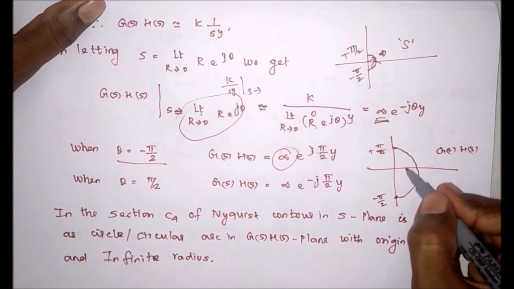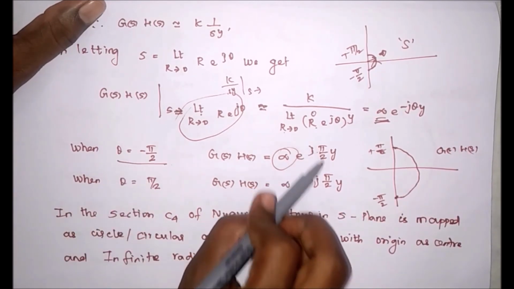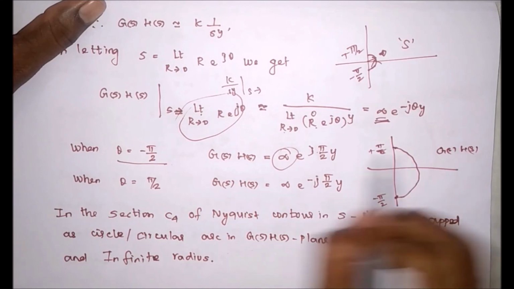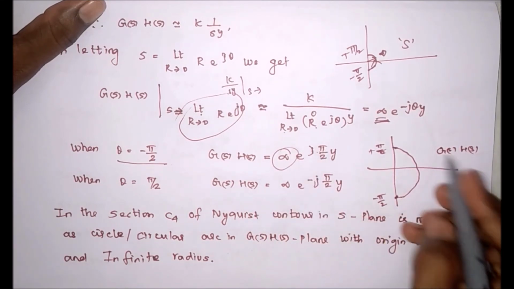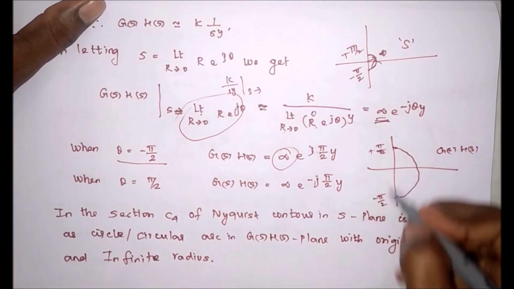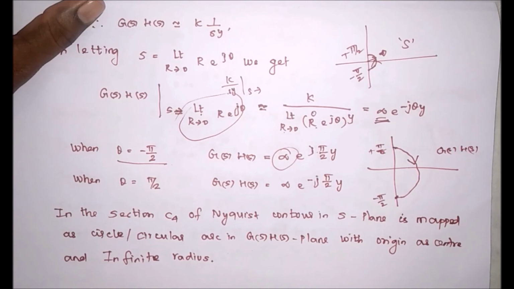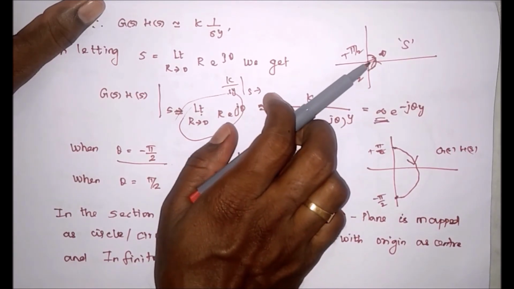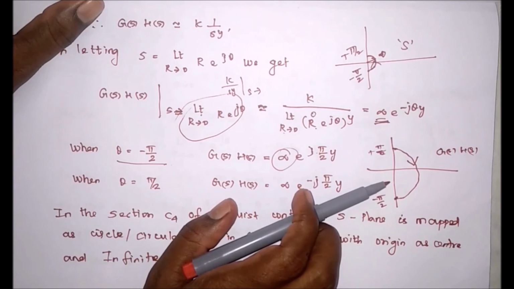This is the anti-clockwise direction, going from minus π/2 to plus π/2. But here we see plus π/2 to minus π/2 for the G(s)H(s) plane. Plus π/2 to minus π/2 means clockwise direction. So this is the Nyquist contour in the s-plane, and this is the Nyquist contour in the G(s)H(s) plane.